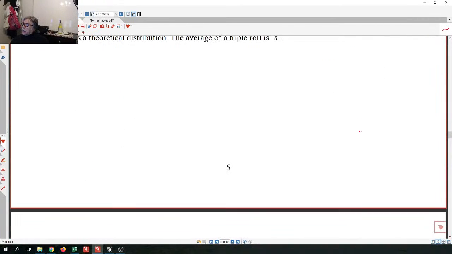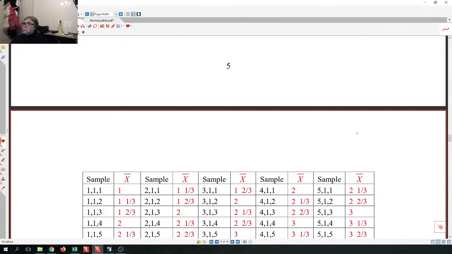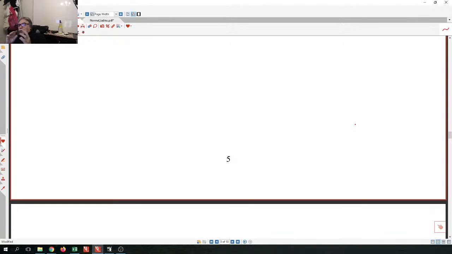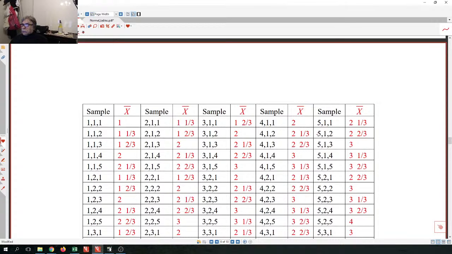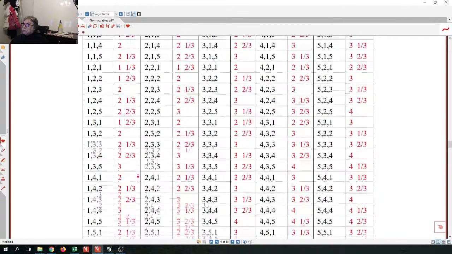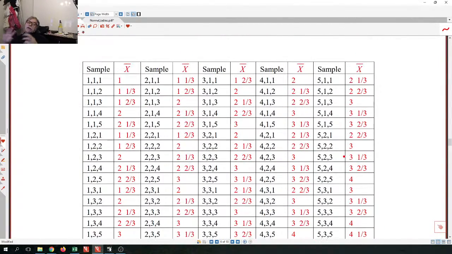Now, here is the table in which I'm taking a triple roll of this kind of die. What can I possibly get? It's all equally likely. I could equally likely get 1, 1, 1 or 1, 1, 2. So that's a sample. Or 1, 1, 3 or 1, 1, 4, 1, 1, 5. And on you go. So I can get equally likely any one of those here and everything else. I listed everything possible you can get.